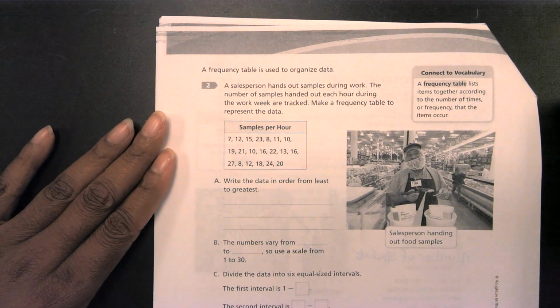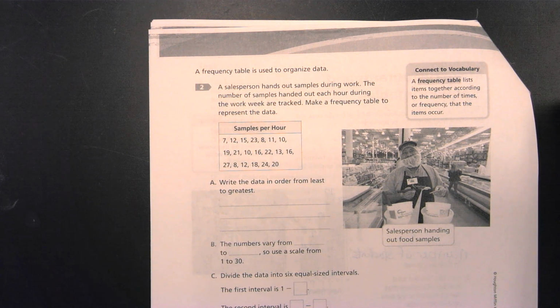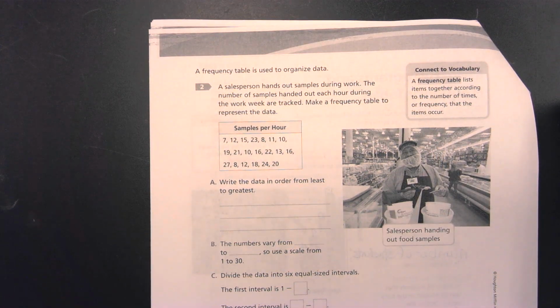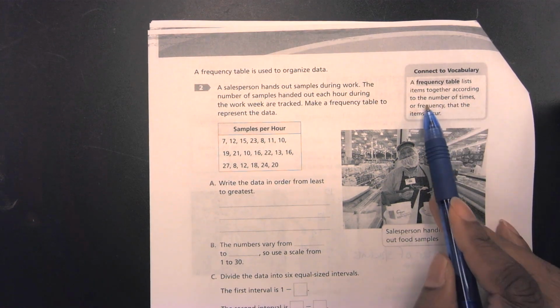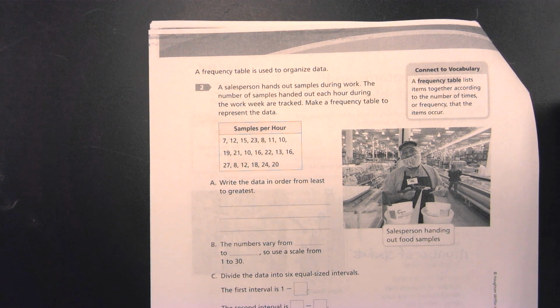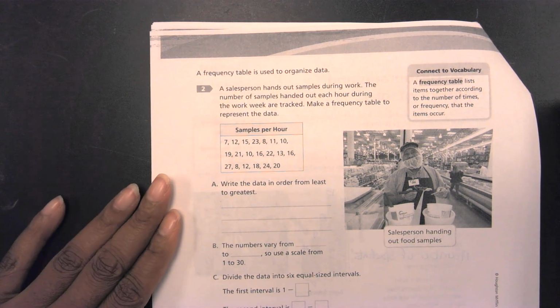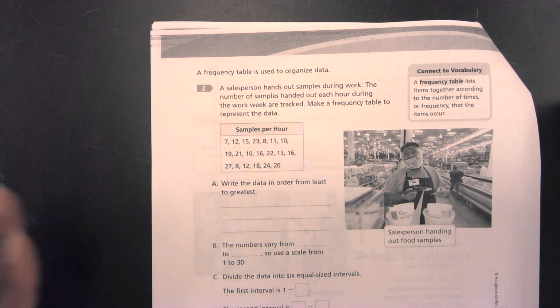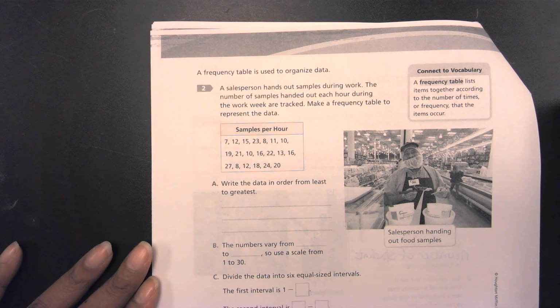So the next part, we're going to talk about a frequency table. Over here, we have some more vocabulary. A frequency table lists items together according to the number of times, or frequency, that item occurs. So the word frequency means how often a number occurs, and we're going to make a frequency table. A salesperson hands out samples. The number of samples handed out each hour during the week are tracked. Make a frequency table to represent the data.